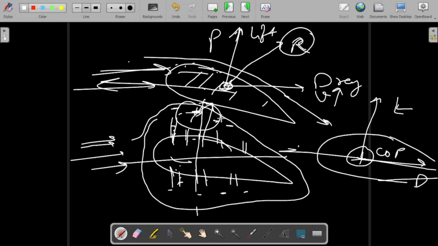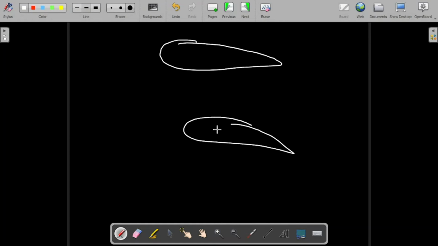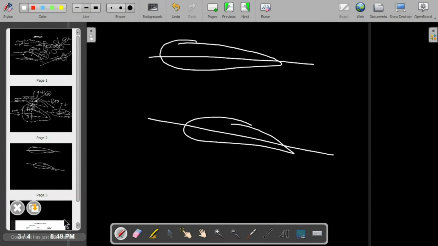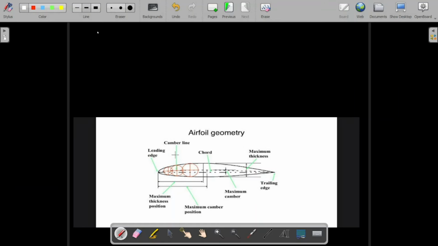Next we'll go on to the types of airfoil. I'll be explaining two very basic ones: one is the symmetrical aerofoil and another is the asymmetrical aerofoil. Before explaining that, I'll just explain the terminologies used to describe an aerofoil. So here is a picture which I have taken. This is a kind of aerofoil section.